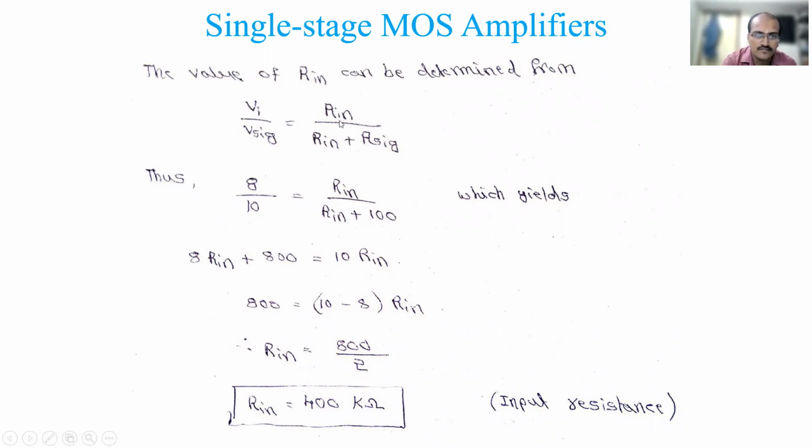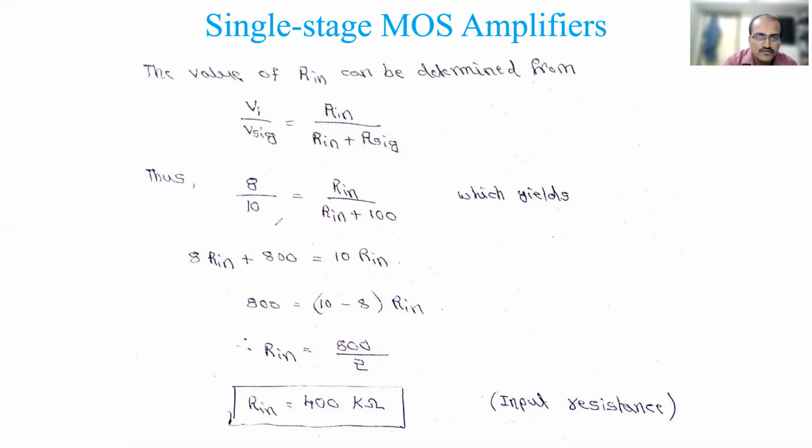And RIN is nothing but the value when load is connected. So that is RIN divided by RIN plus R signal. You know all the values: VI, V signal, R signal. RIN you have to calculate here. So substitute the VI value, which is 8 in the case of when load is connected. You have to refer to the table now. So it is 8 millivolt, and V signal is given in the problem as 10 millivolt.